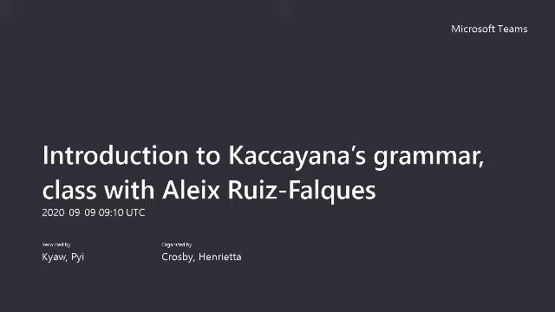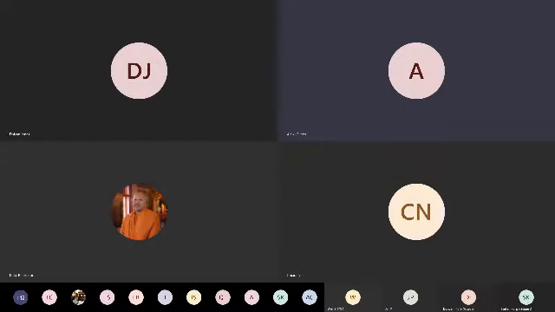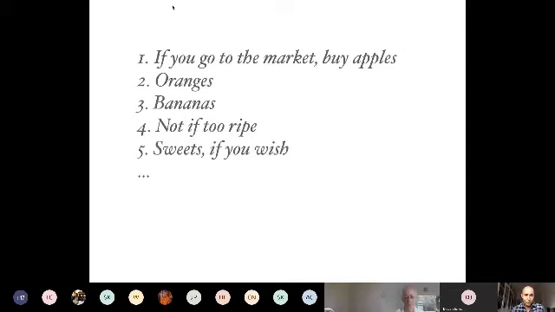exactly whether rule number 4 applies only to bananas or it applies to all the other fruits that have been mentioned. But probably, intuitively, you will understand that it just refers to bananas. So you buy apples, oranges, bananas, but don't buy bananas if they are too ripe. That would be the full meaning of rule number 4.